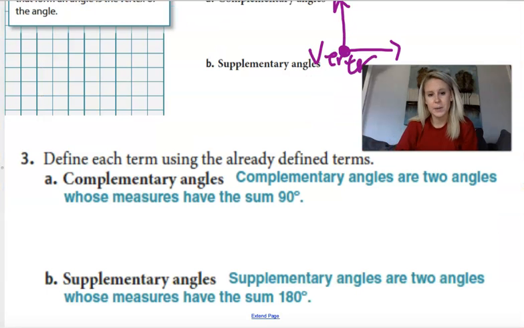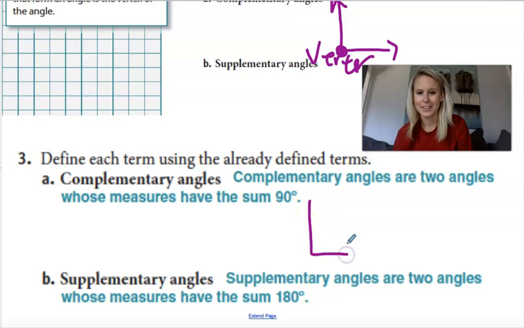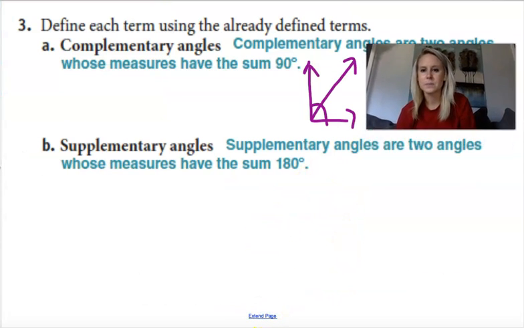All right, so for complementary angles, we have two angles. Again, we already defined the word angle, so we're able to use that again. They are two angles whose measures have the sum of 90 degrees. And remember, sum just means adds to. So for example, that's not a right angle. Let me go ahead and freeze that. Try that again. That looks like a 90-degree angle. So I have a 90-degree angle, and then it is two angles. I have an angle up here, an angle down here, two angles that are going to add up to 90 degrees.